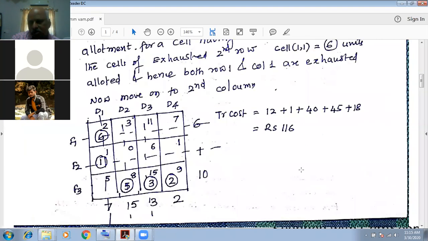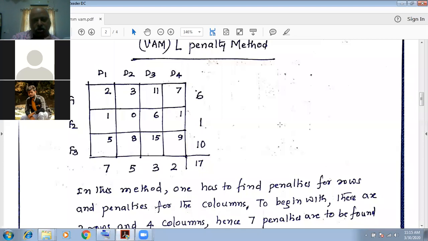In that sense, it has led to a solution of 116,000 rupees. The penalty method is also called the Vogel approximation method. Penalty means you need to find out every time a row penalty and a column penalty. Row penalty is the difference of the least cost and the next least cost of that row. Column penalty means in that particular column, you have to observe the least cost and next least cost and take the difference. That becomes the column penalty.